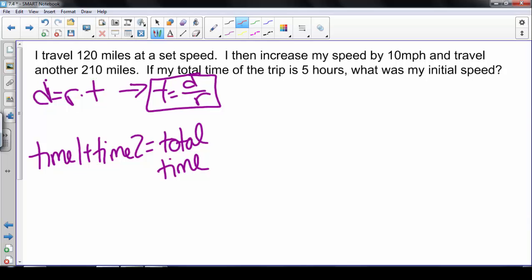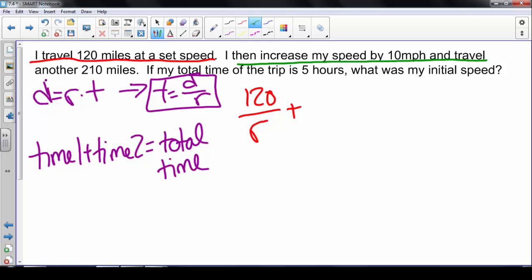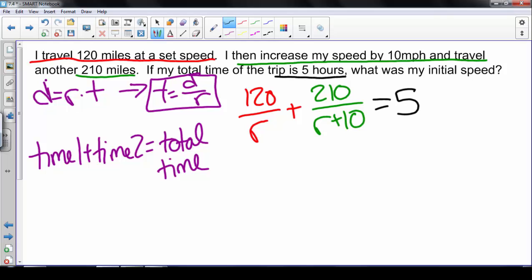So let's look. So the first one, I travel 120 miles at a set speed. So that, using our formula right here, we've got 120 miles at some speed which we don't know. And then we increase my speed by 10 miles per hour and go 210 miles. So we did 210 and increased whatever speed this was by 10. So it's this r plus 10. It's whatever we were going, which is this r, plus 10 miles an hour faster. And this is our total time, which was 5 hours.